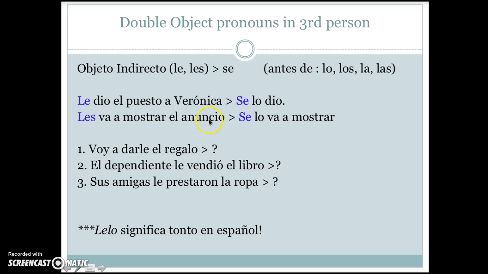Les va a mostrar el anuncio. He or she is going to show what? El anuncio. To who? To them. Well, we can't say les lo, so les changes to se. You can remember this because the word lelo means tonto, estúpido in Español. So you want to avoid saying that word. Try these 3 on your own.